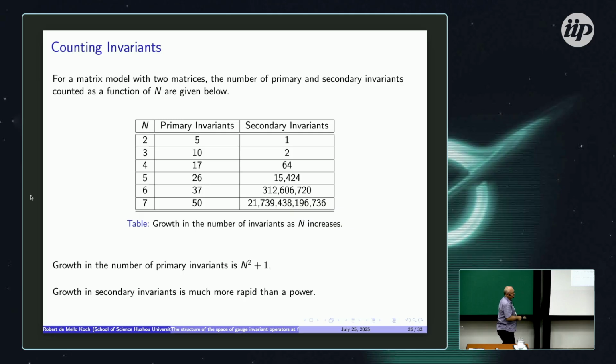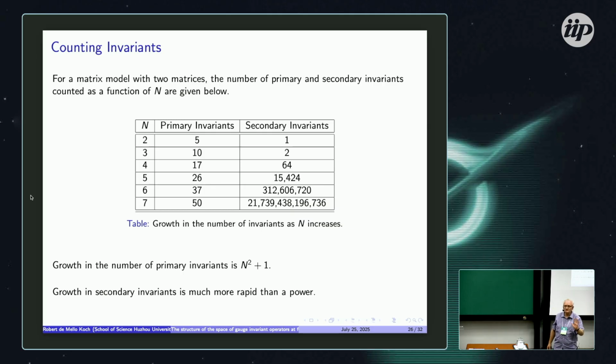We've got 2 matrices. The number of primary invariants should be 1 plus (d minus 1) times n squared, so 1 plus n squared. So 2 squared plus 1 is 5. At 7, 7 squared plus 1 is 50. So the number of primary invariants is giving us exactly the Krull dimension of the ring. Now look at the growth in the number of secondary invariants. It goes like 1, 2, 64, 15,000, 312 million, 21,000 billion. So the growth in the number of secondary invariants is incredibly extreme.